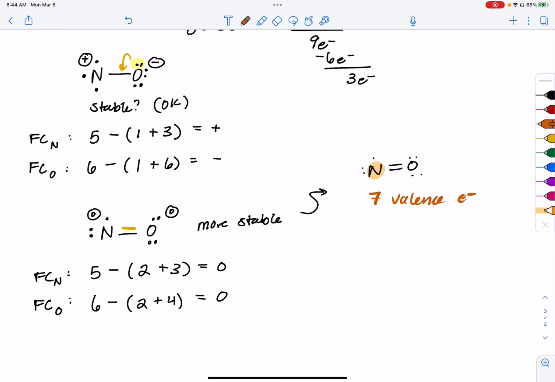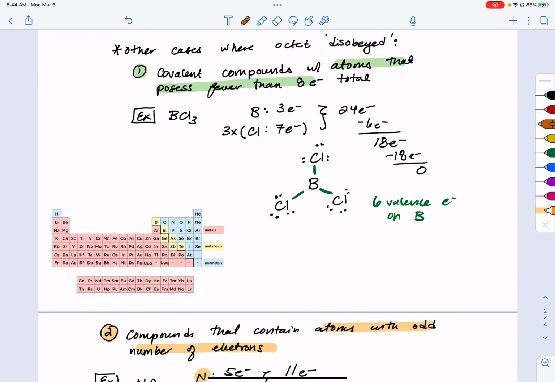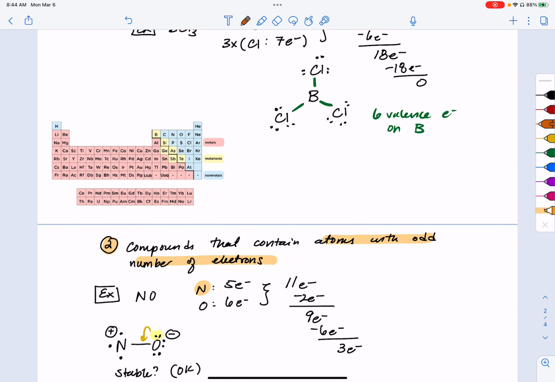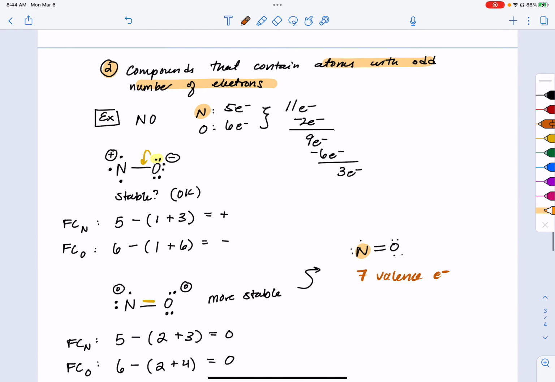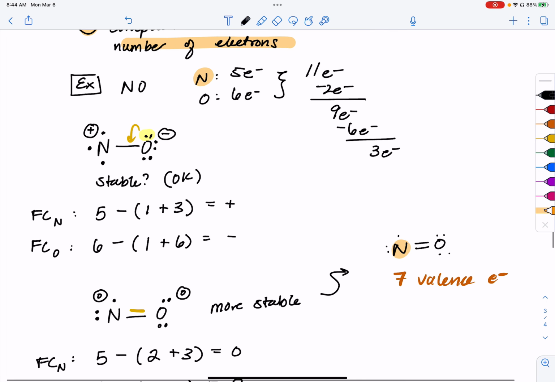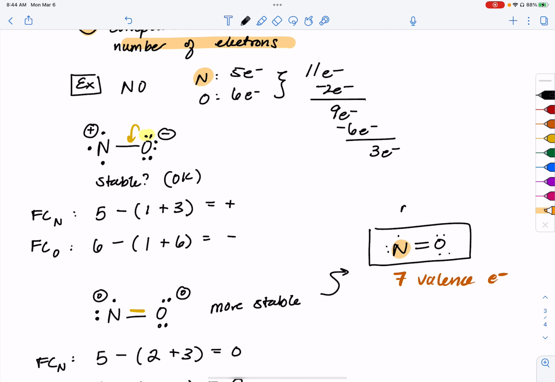So the first exception was atoms in a covalent compound that possess fewer than 8 total electrons. And the second is that atoms in compounds that contain an odd number of total electrons. So this would be our most stable Lewis dot structure.